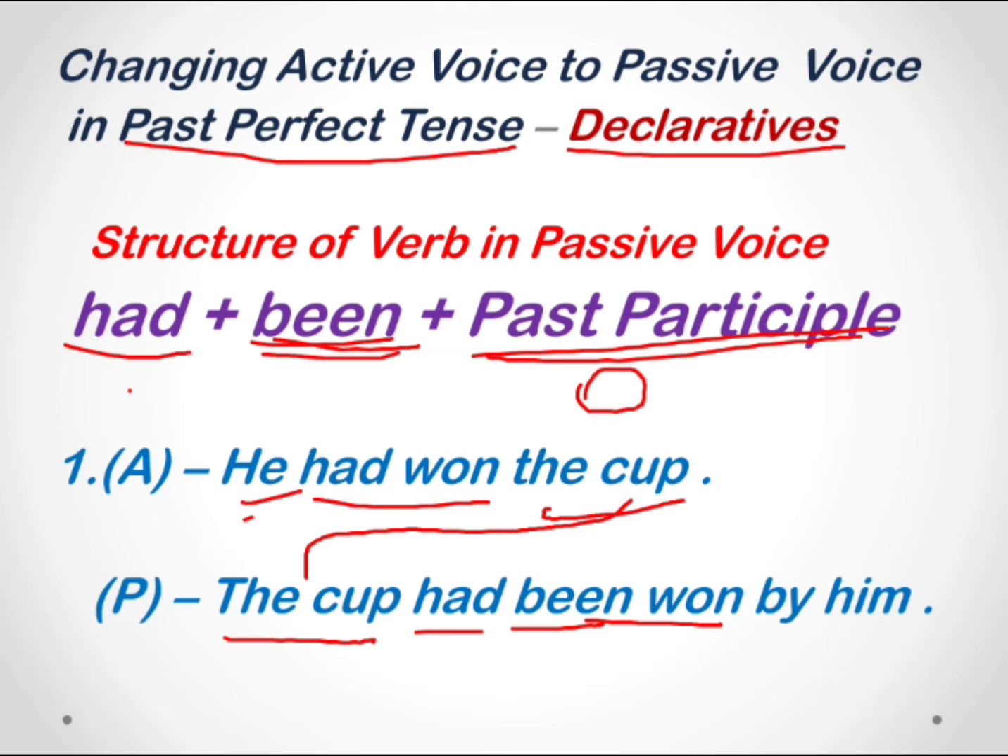He is changed to him in the passive voice when it is changed to the object as per the rules of the change in pronouns. And by we use to denote the doer of the action. So the passive voice is the cup had been won by him.